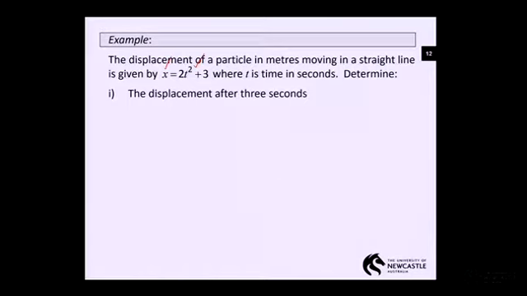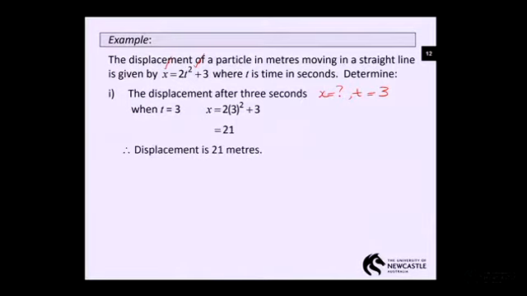First thing says, tell me the displacement after 3 seconds. Now I can see that they've done the substitution. So all this is saying is, find me x if I tell you that t happens to be 3. When you substitute in, it's 21, and because it was a displacement, it's in metres.